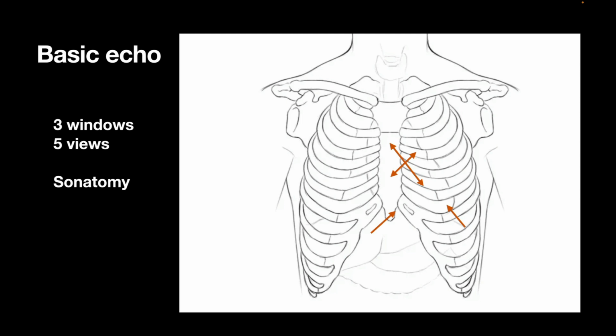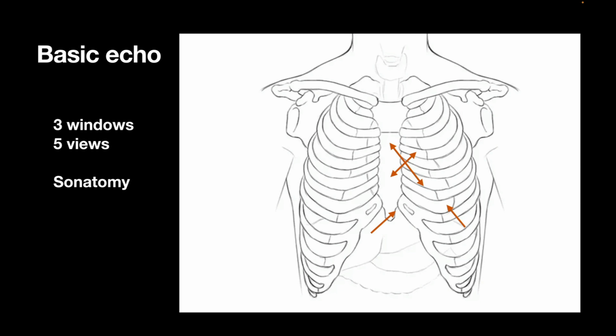So, this is all assuming that the patient has normal anatomy, and we're going to look at 3 different windows through which we can achieve 5 different standard views of the heart. Now, the first window that we like is called the parasternal window. The parasternal window is usually located in either the second or third rib space, though it can be lower down in older people or in very tall people.